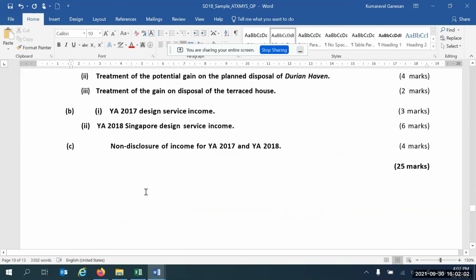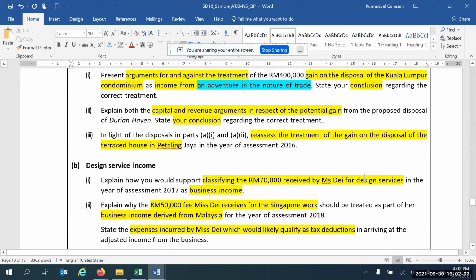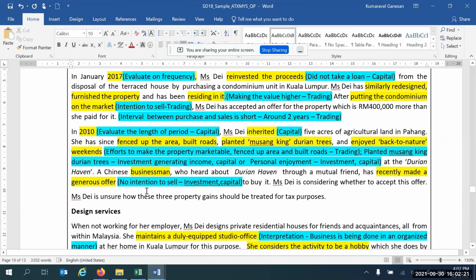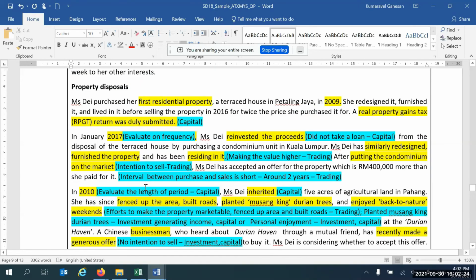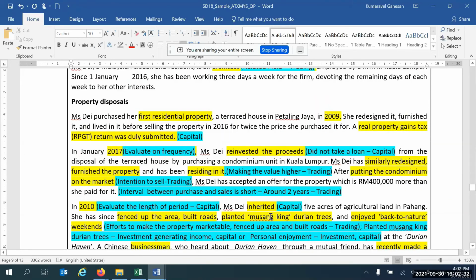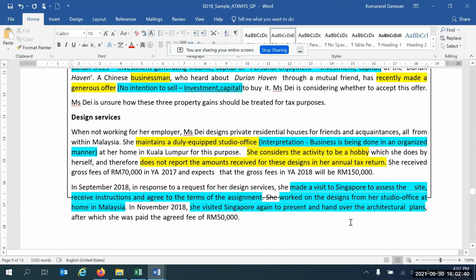Okay, this one also. See, all theory, 3 and 6 marks. Okay, 3 marks. Design service as business income. Okay. So design service is here. So for property disposal, you just need to read this. In fact, once you look at the next paragraph, Musang King, you can just leave it. Most of the time, it ends here already for the first property. Sorry, for the KL condominium. Okay.